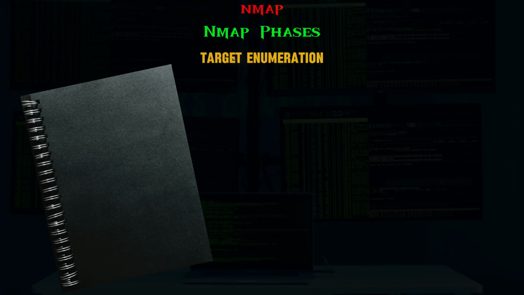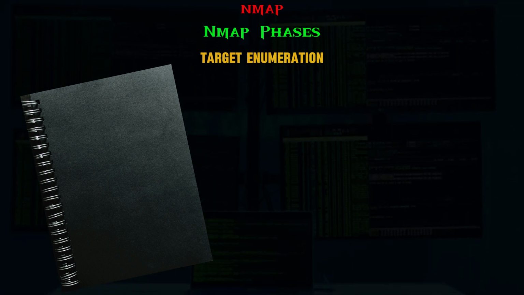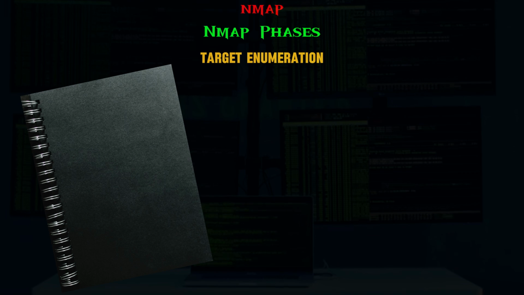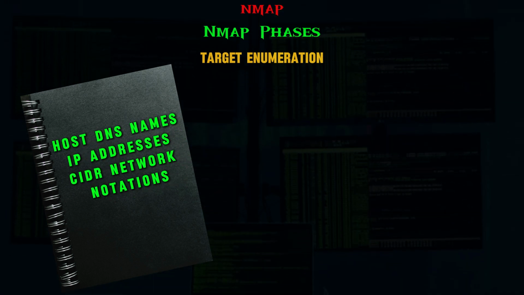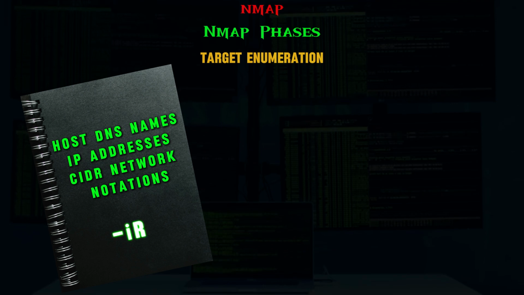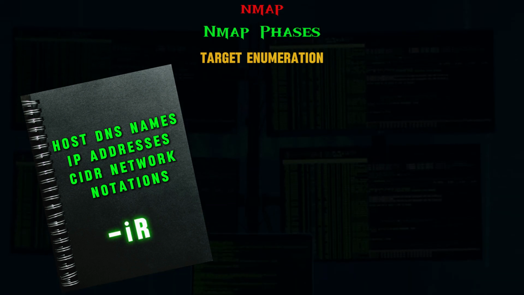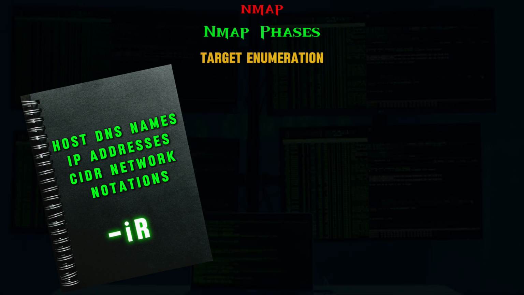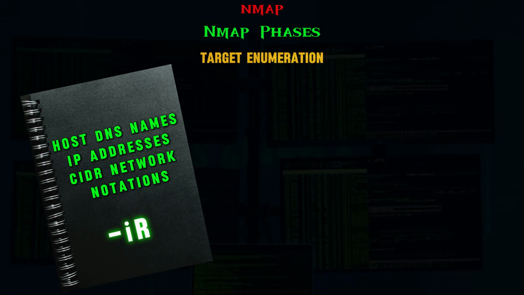The second phase is target enumeration. In this phase, Nmap resolves the host specifiers provided by the user, which may be a combination of host DNS names, IP addresses, and more. You can even use -iR to ask Nmap to choose your targets for you. Nmap resolves these specifiers into a list of IP version 4 or IP version 6 addresses for scanning.